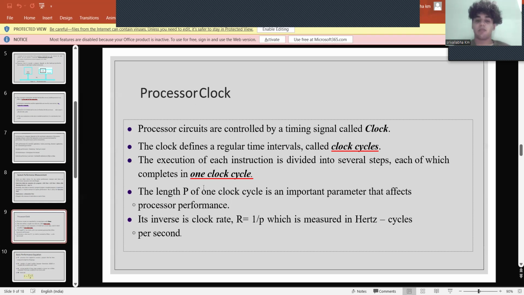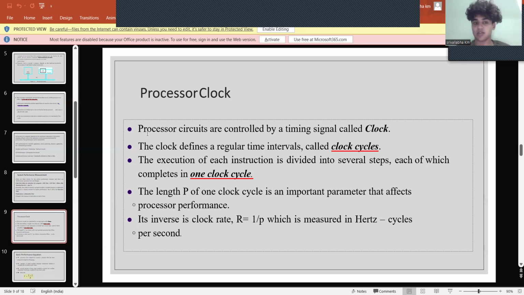Here, processor circuits are controlled by a timing signal called clock. Next, the clock defines regular time intervals, and these regular time intervals defined by the clock are called clock cycles. Each cycle has its own regular time interval, and the execution of each instruction is divided into several steps. The instruction given to the processor during execution is divided into several steps, each of which completes in one clock cycle. One clock cycle completes one step of the instruction given to the processor at the time of execution. This is called one clock cycle.